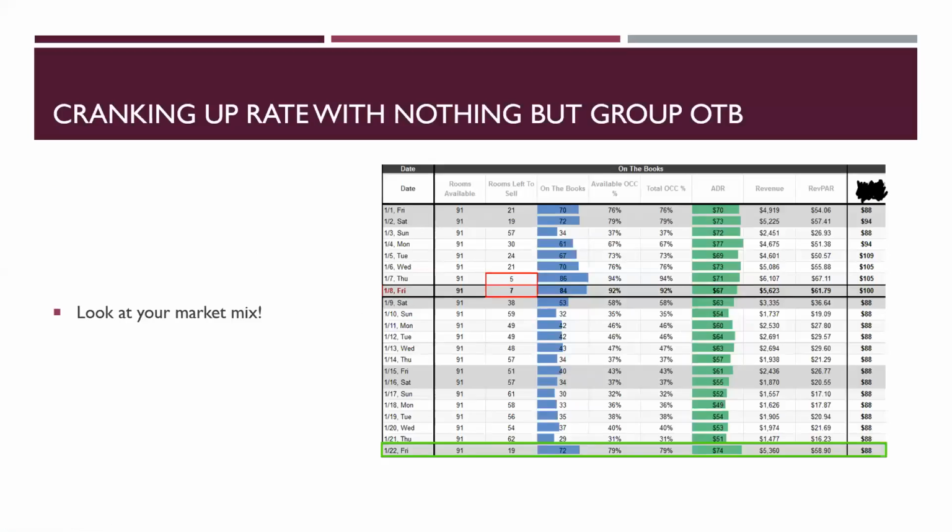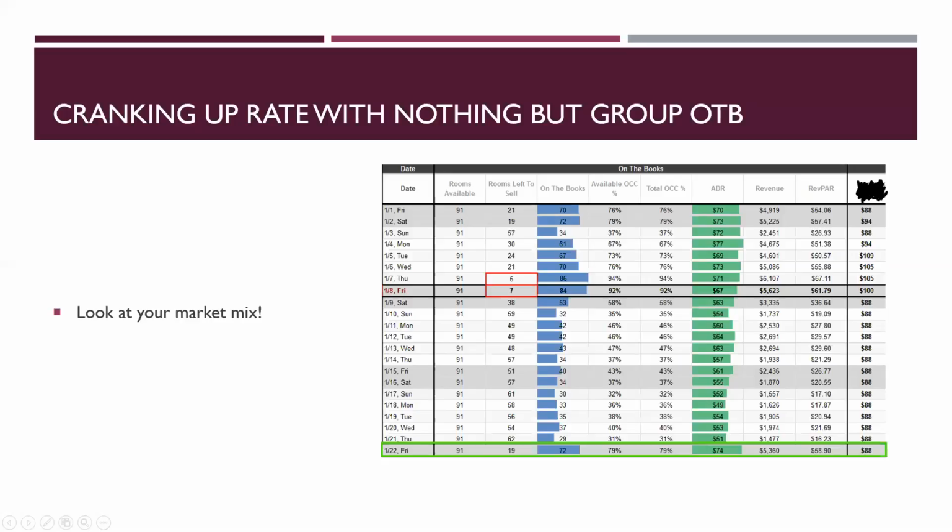The fourth point is cranking up rate with nothing but group on the books. This one is super common, and it's one that you should definitely avoid. If you see this business on the books report here, you'll notice that we had a pretty dynamic week. We had close to a sellout on this Thursday. We're starting the day here with more than 90% occupancy. And you can see over here on the right, we have this rate shop, and we've been pushing rate a little bit this week. You'll notice that there's not too much going on. We're still sub 50% occupancy for the next 2 weeks or so.